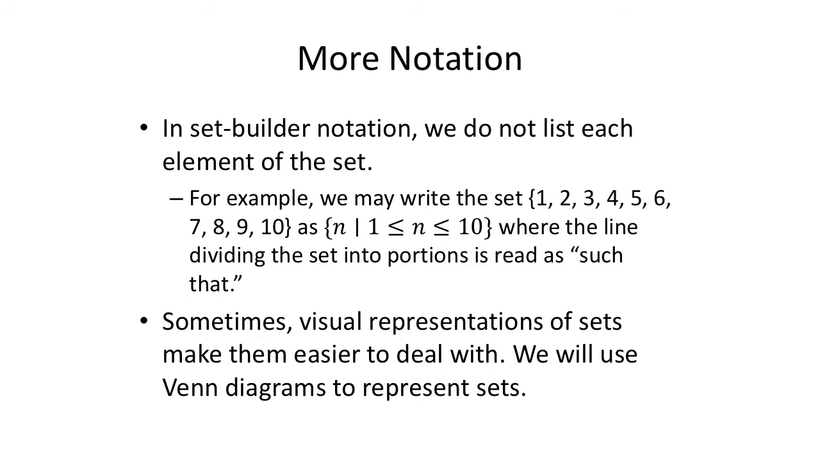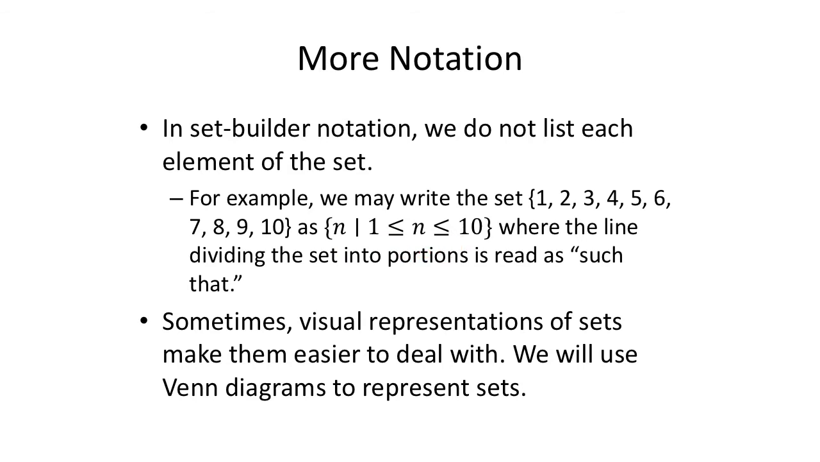Alright, more notation. In set builder notation, we don't list each element of the set. For example, if we're looking at the set containing 1, 2, 3, 4, 5, 6, 7, 8, 9, and 10, we could write it instead as the set, squiggly brackets, of all n such that, that's this little line right here, such that 1 is less than or equal to n is less than or equal to 10.